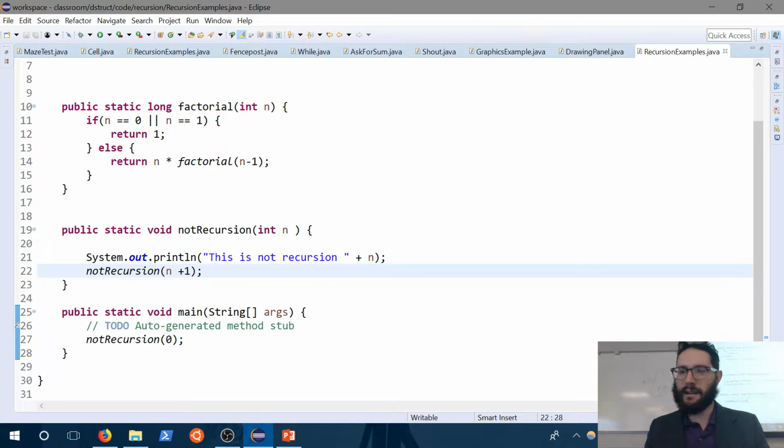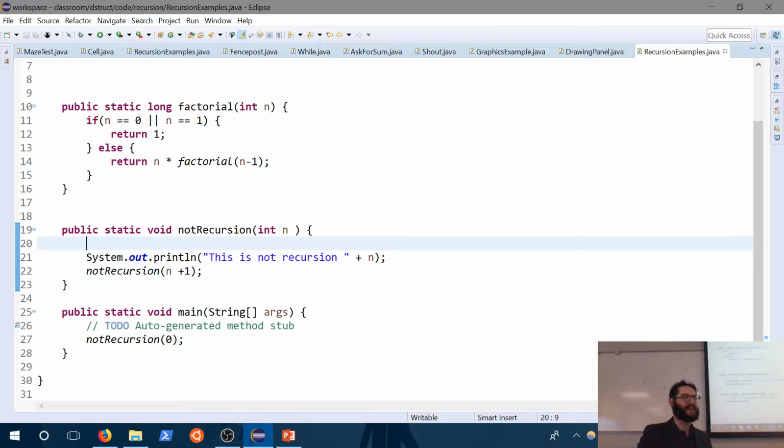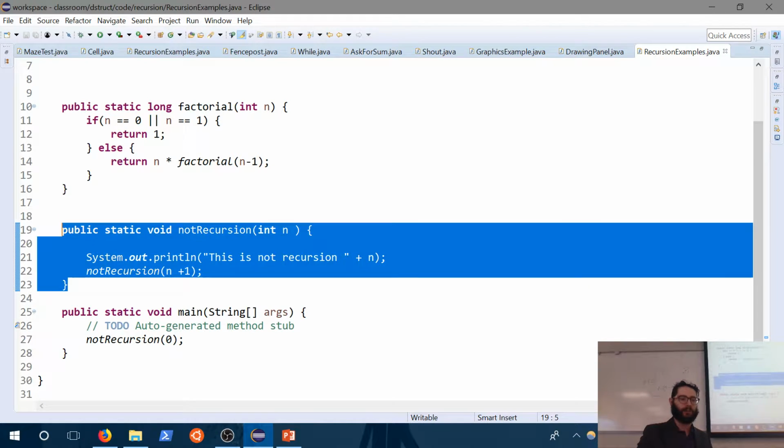Okay? So why is this still not recursion? Well, for it to validly be recursion, each call has to make progress towards the base case. First off, this doesn't make progress towards any base case because it doesn't have one. So for it to be valid, we'd have to have a base case, and every time we do a recursive call, we'd have to make progress towards the base case.